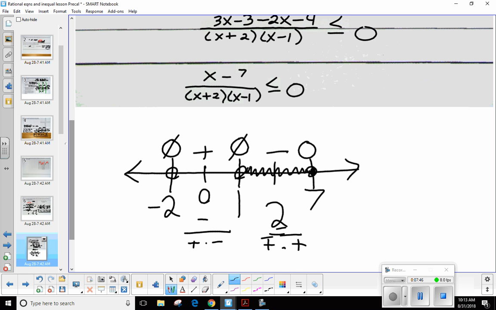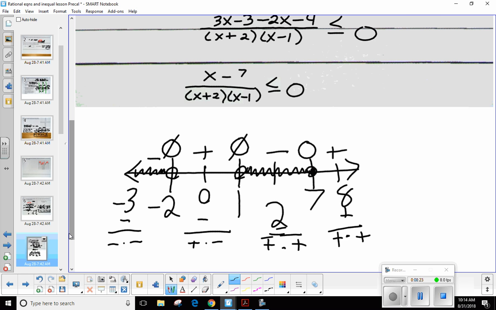Is everybody okay with what he's doing? Anybody confused? Okay. Now let's choose 8. Substitute in for x: positive, positive, positive, positive. And last up, -3. Okay, so he says negative, and there you go.